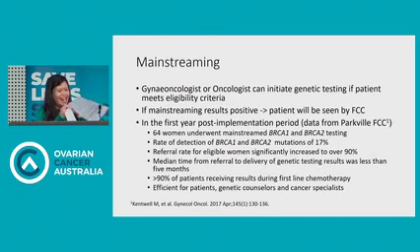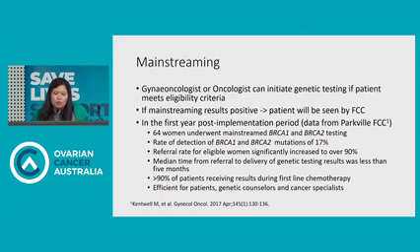Okay. Now, over the last 1 to 2 years, we've also started mainstreaming genetic testing. So for patients who are eligible for Medicare-funded genetic testing, their oncologist or their surgeon can initiate genetic testing without waiting for us to see them in FCC. And obviously, if the mainstreaming results are positive, they will automatically be seen by us in the FCC. And this is a really good initiative for a few reasons.